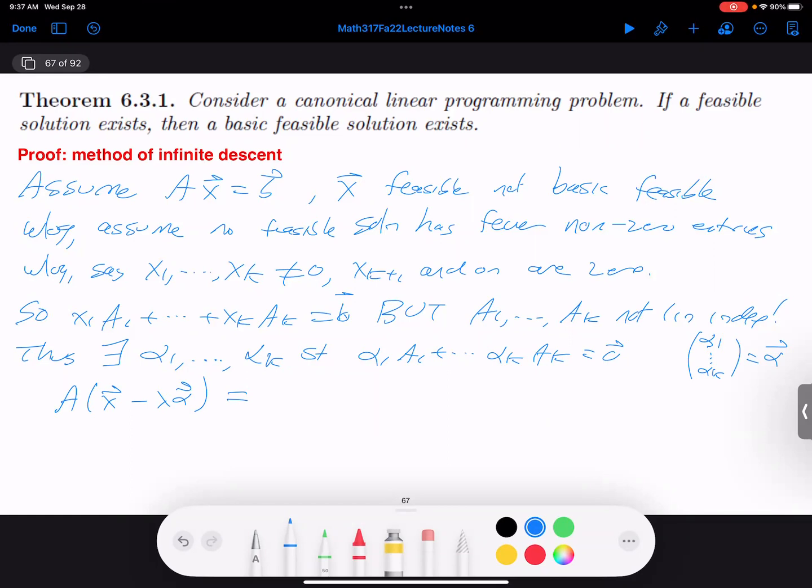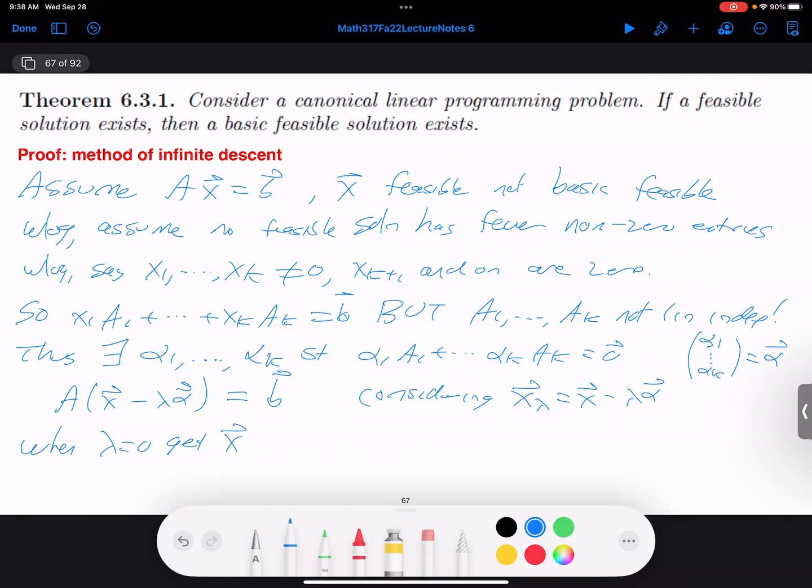It will still equal b. Does everybody see that this still equals b? Because Ax equals b and A of alpha equals 0. If lambda equals 0, we get back our old solution. So we're considering x(lambda) is x minus lambda alpha. When lambda equals 0, we get x.